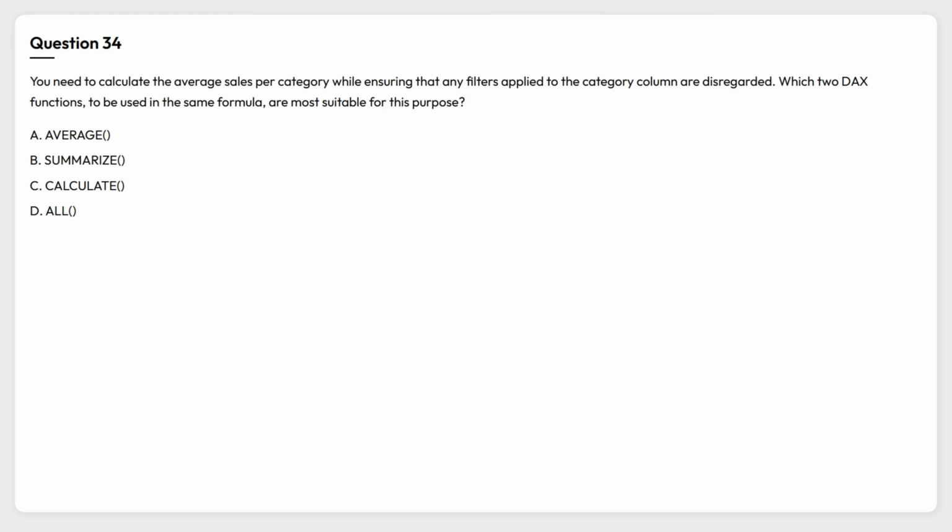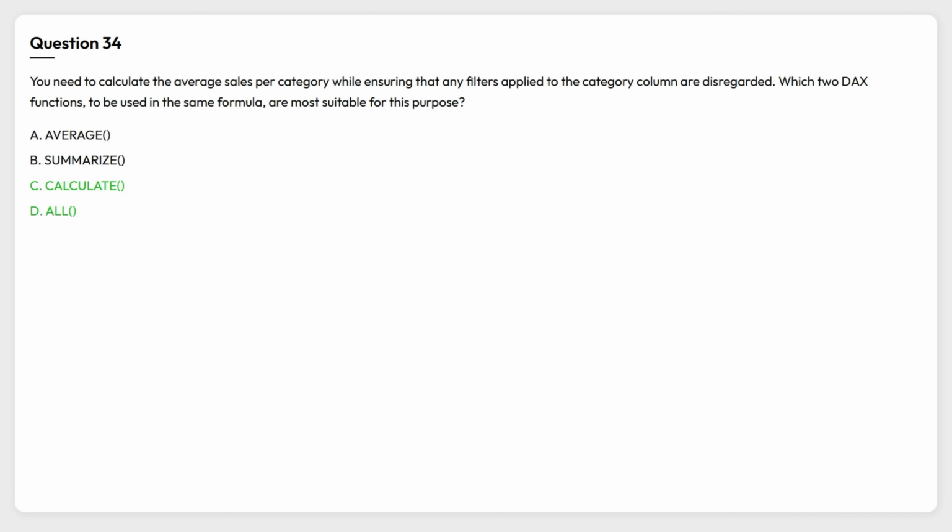Question number 34. You need to calculate the average sales per category while ensuring that any filters applied to the category column are disregarded. Which two DAX functions to be used in the same formula are more suitable for this purpose? Option A, average. Option B, summarize. Option C, calculate. Option D, all.